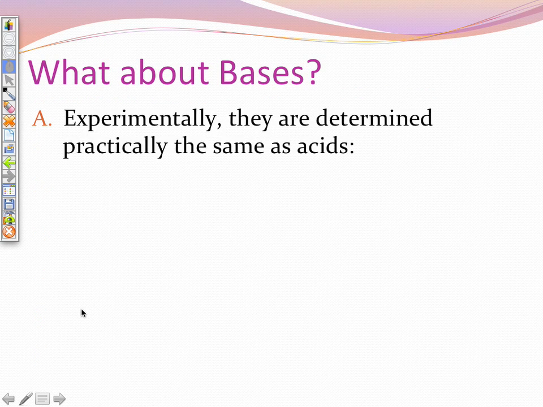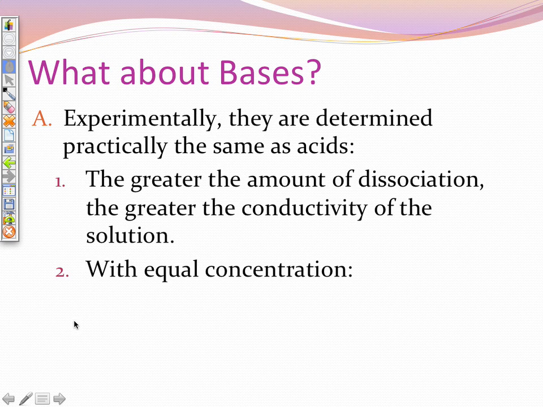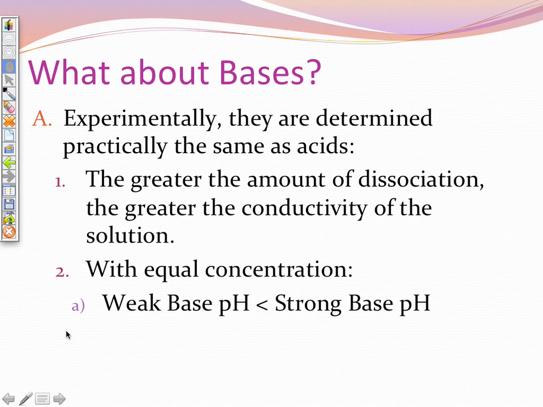Bases, experimentally, they're determined practically the same way as acids. If we have a greater amount of dissociation, we have a greater conductivity. So with equal concentrations of bases, a weak base is going to have a pH less than that of a strong base. So again, we think of our pH scale going from 0 to 14. 7 is neutral. It's closer to 7 if it's weak.